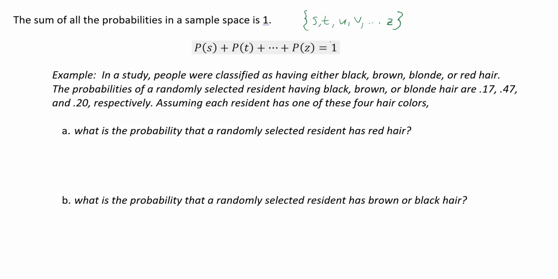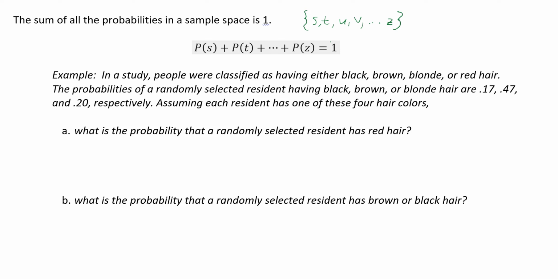Let's take a look at an example where this can be applied. In a study, people were classified as having either black, brown, blonde, or red hair. The probabilities of a randomly selected resident having black, brown, or blonde hair are 0.17, 0.47, and 0.2 respectively. Assuming each resident has one of these 4 hair colors, question A, what is the probability that a randomly selected resident has red hair?